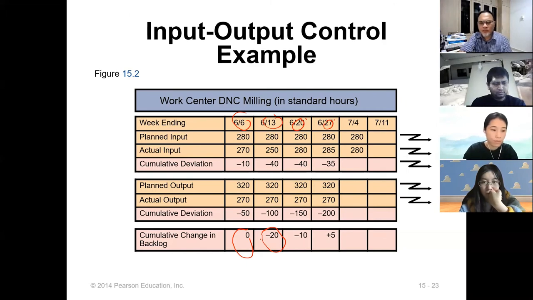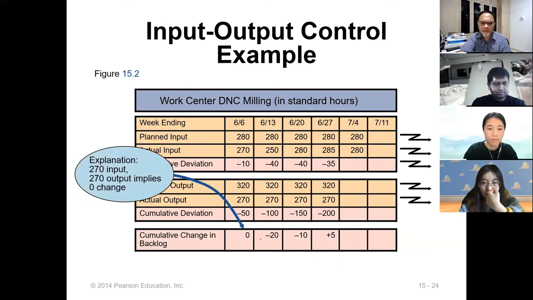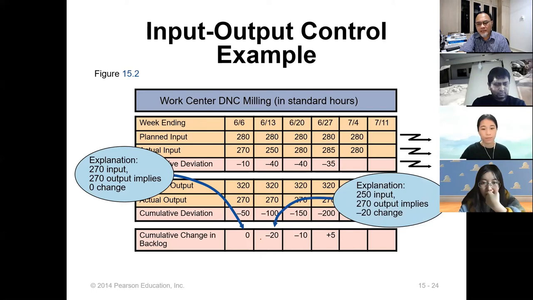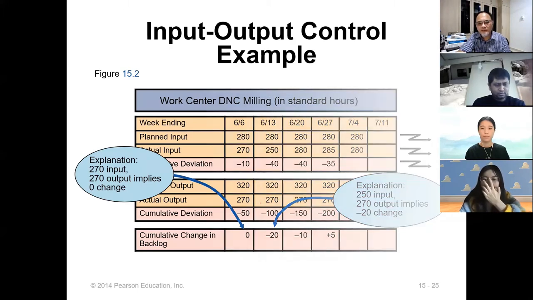There is an example in the book. I'm not going to go into this detail. We just monitor the amount, and we also need to take action so that we reduce the backlog. Backlog means you do not meet the requirement. You haven't finished the production, or you haven't fulfilled the customer's requirement, so you need to fulfill that.